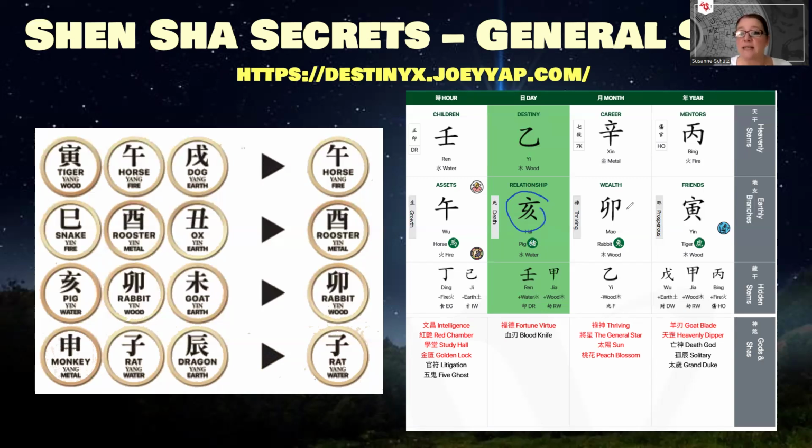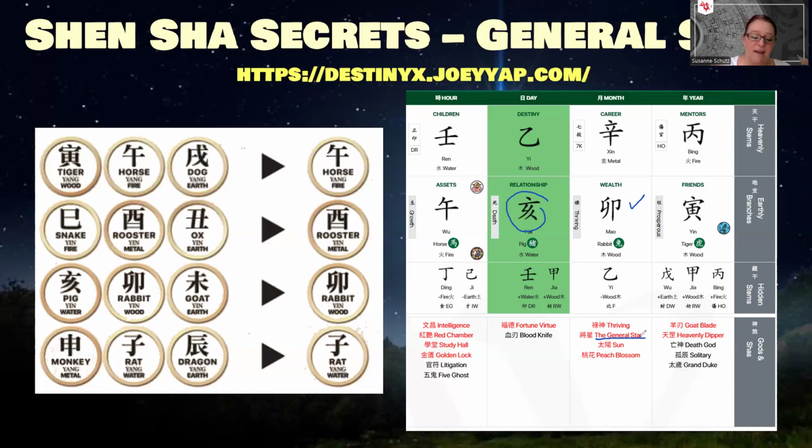This person does have a rabbit in the chart here, which means that they have the general star in the natal chart. We're only interested in those who have the general star in the natal chart. So we're not interested in the luck pillar or annual pillar or anything like this. We're looking specifically only at the natal chart. And not everybody has the general star in their natal chart. So if you don't have it, don't despair. You probably have other Shen Sha or other auxiliary stars that other people don't have.